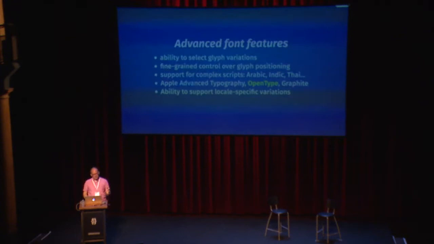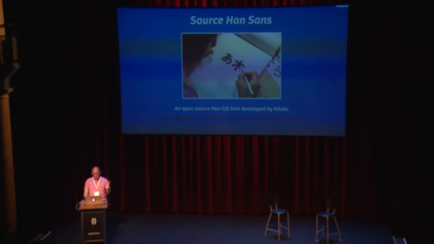And so there's this really great example of this. This is a new open source font, Source Han Sans, and it's, I guess, the first pan-CJK font. Right now, when you display Chinese or Korean or Japanese in a browser, you're using a Chinese, a Korean, or Japanese font, even though there's a lot of shared code points between these three. And the reason for that is that there are a lot of variations per locale.